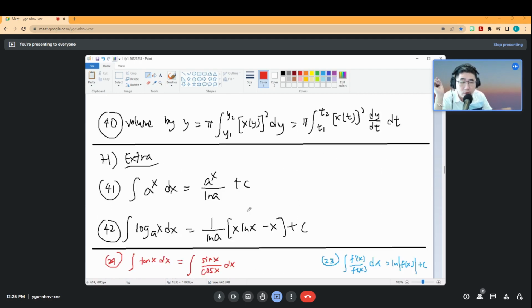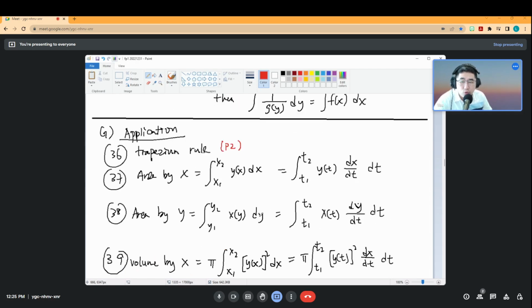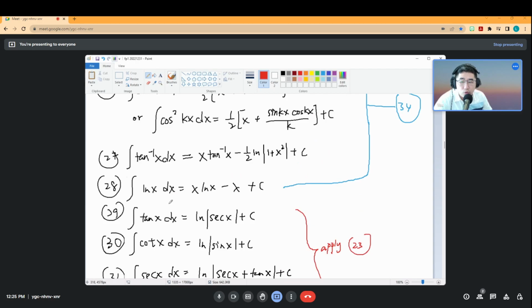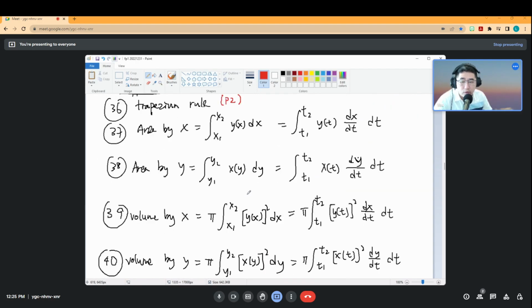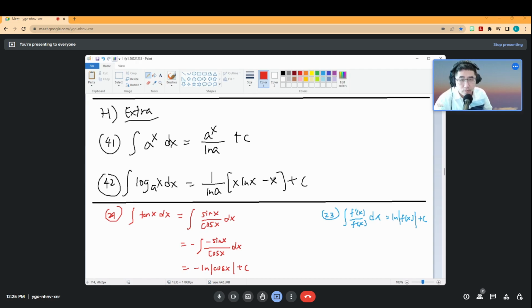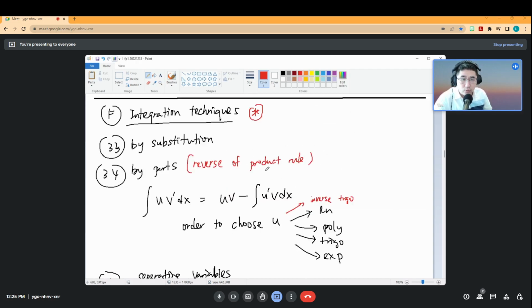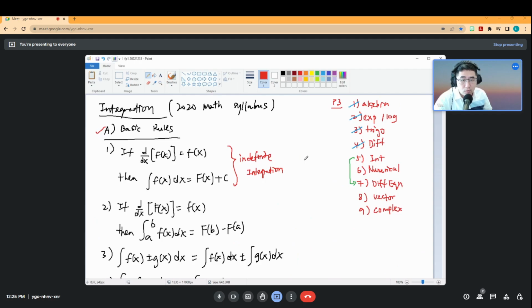Then something extra, which also appeared in past years. If I have 2 to the power x, what should I do? It's actually a reverse process of your differentiation. If I have log base a, like log base 2 of x, we apply change of base. Then after that, we have rule 28 previously, that leads us to this solution. And with this, this is chapter 5 and 7.